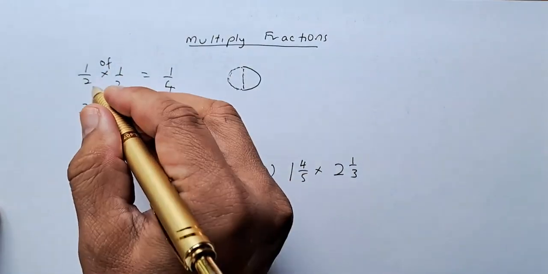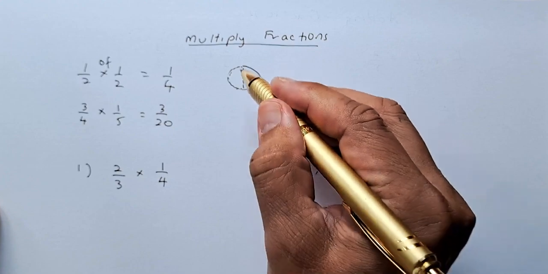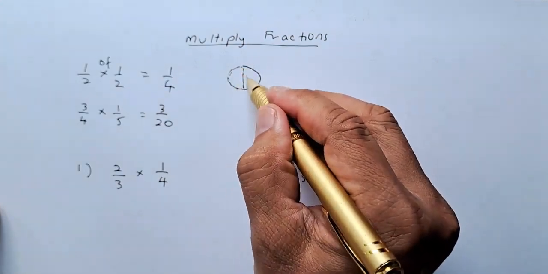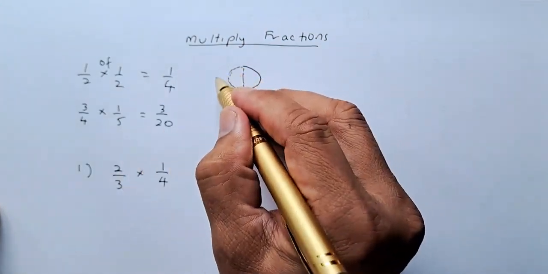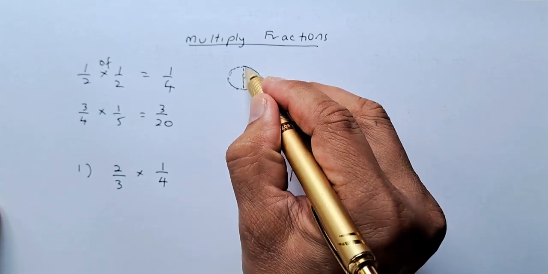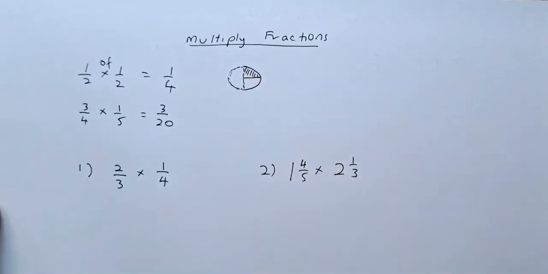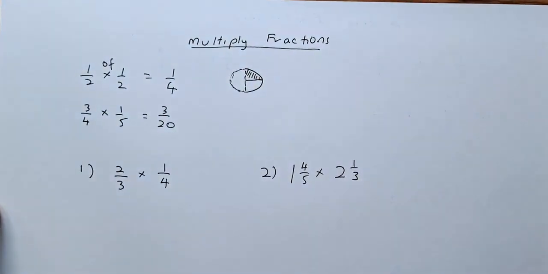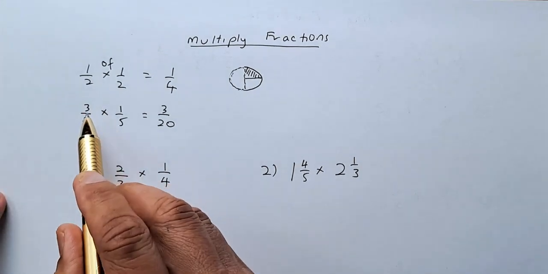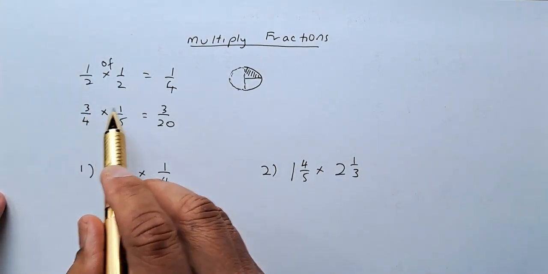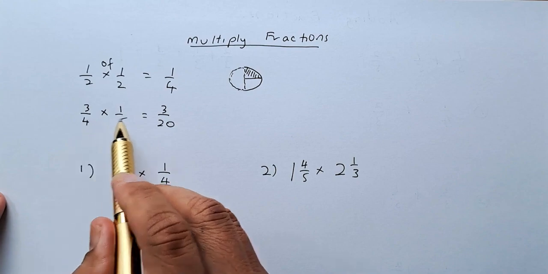Okay, the word multiply means of. So if I say half of a whole, it is a half. If I say another half of a half, it means that I'm talking about a quarter here. So what we do in a multiplication is simple. You just multiply the numerator with numerator and then the denominator with denominator.